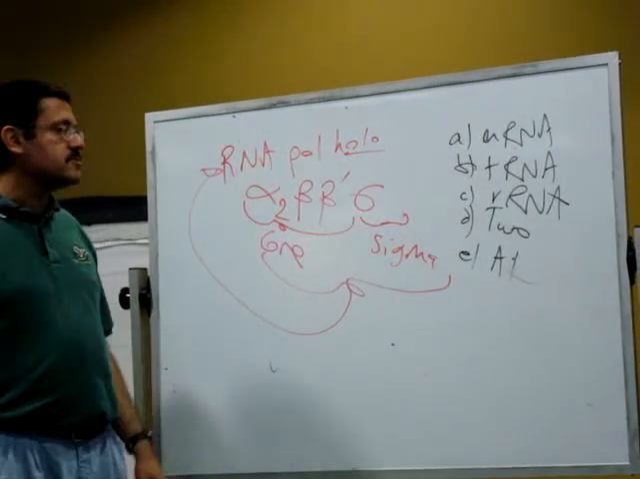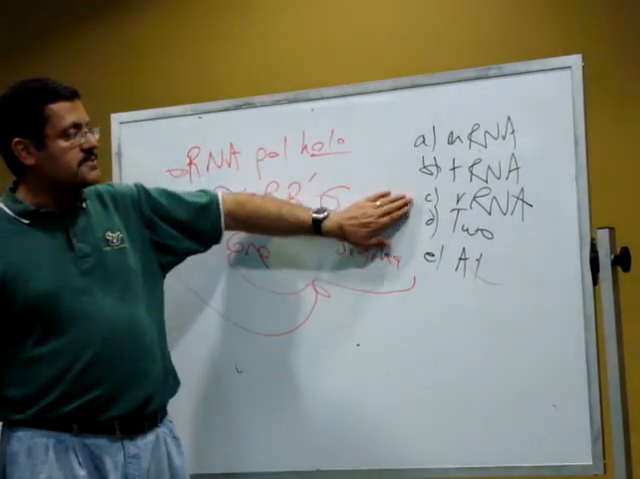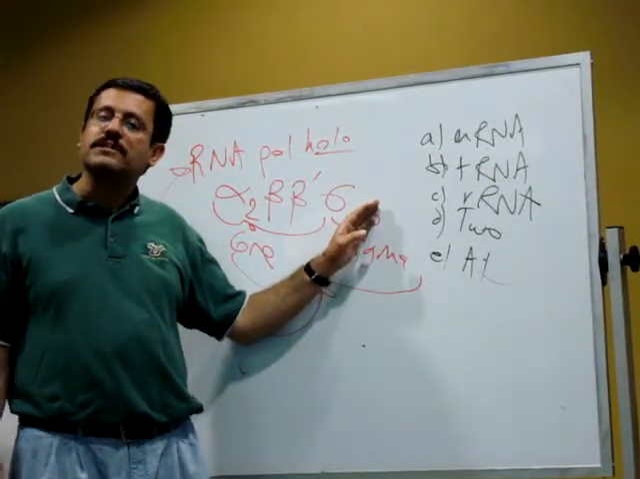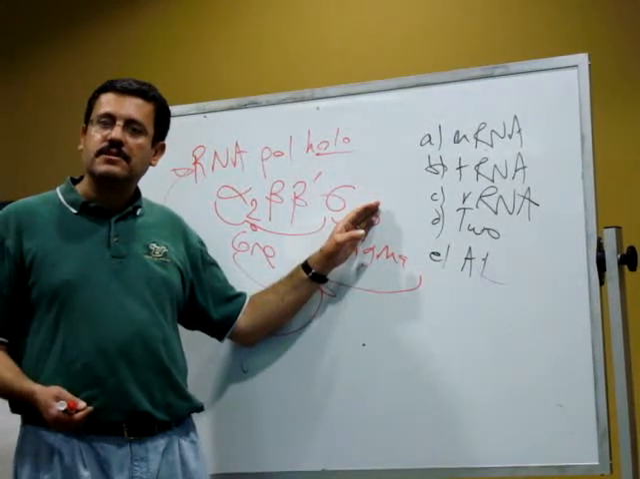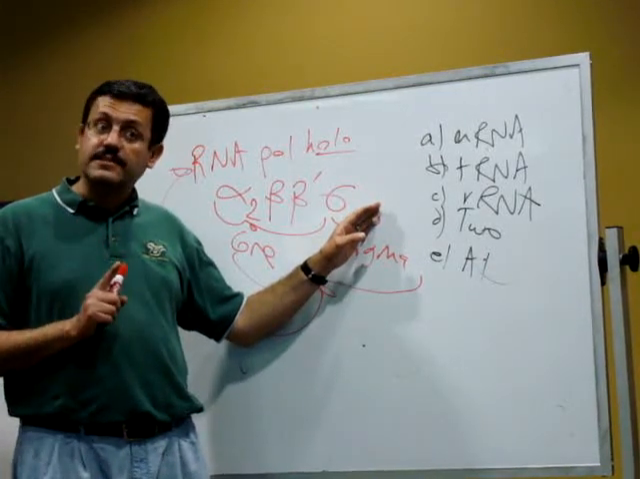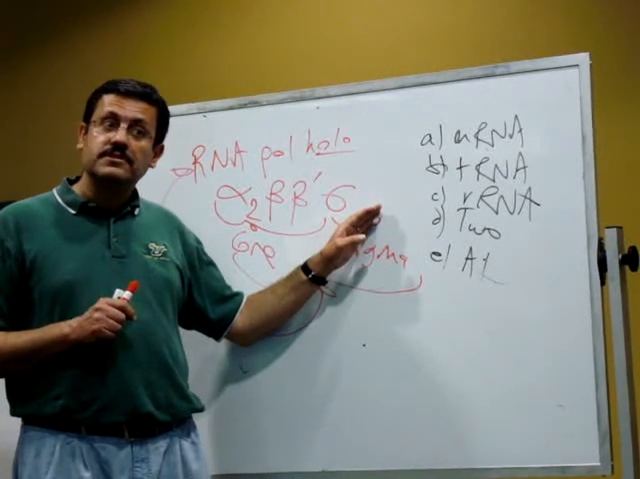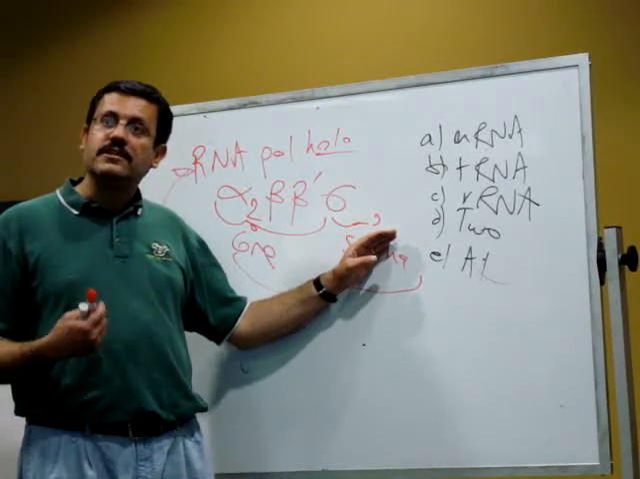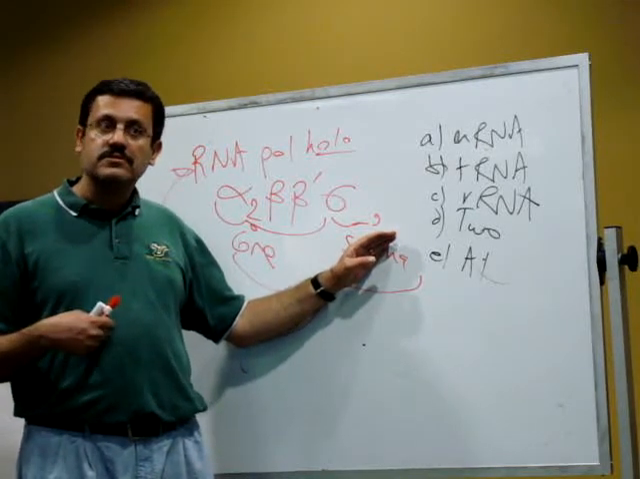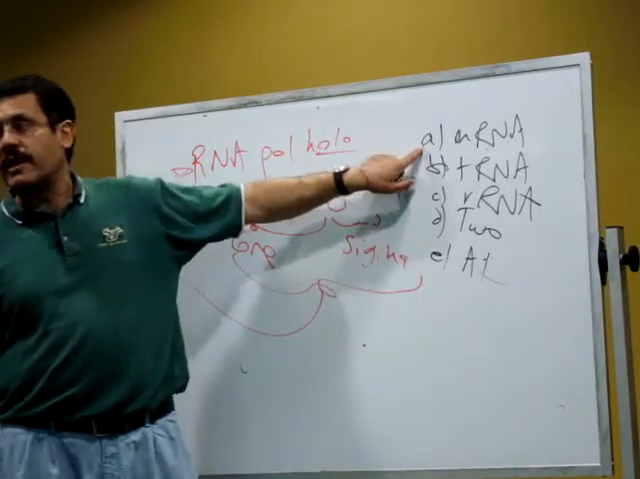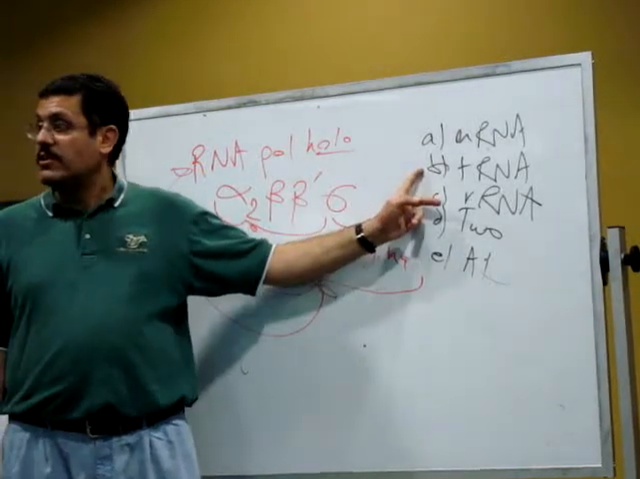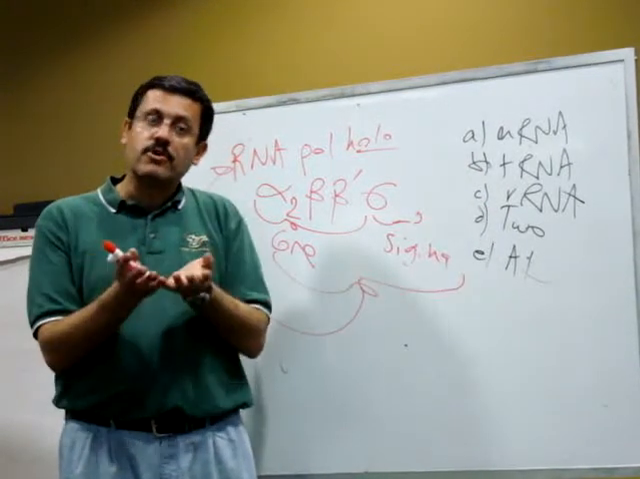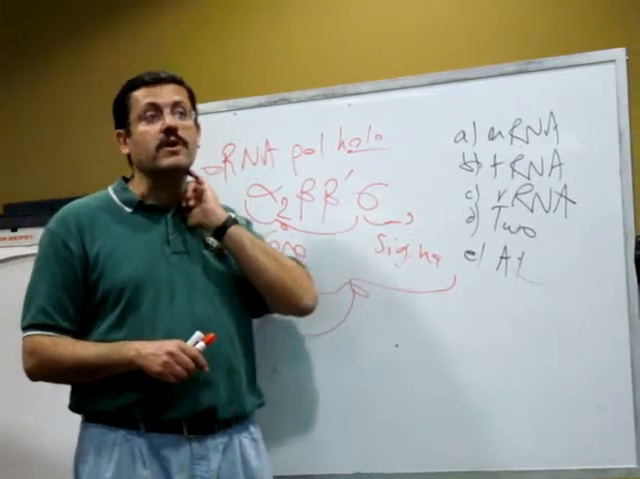Okay, so messenger, transfer, ribosomal, 2 or all of the above. Which one of these is translated? If the question was this, which one of these is translated? A is the only one that's translated. Which one of these is transcribed? E, all. Which one of these is involved in translation? Involved. All. How? Messenger carries the message. Transfer brings the what? The amino acids. Ribosomal is the workbench. Right? So be careful what the question is asking.